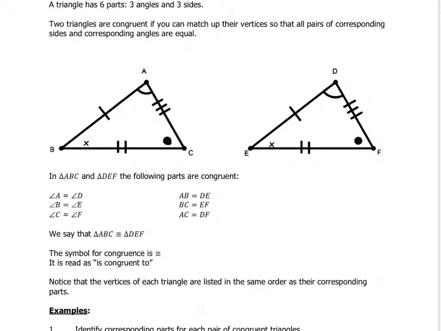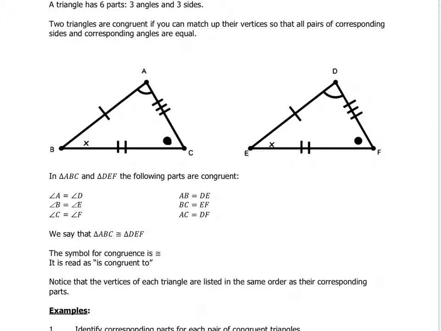And similarly, each of the angles, A and D match up, B and E match up, and C and F match up. So when all sides and all angles match up, you know that the triangles are congruent. They're basically the same triangle. If you cut one out, you put it right on top of the other one, they would be exactly the same.